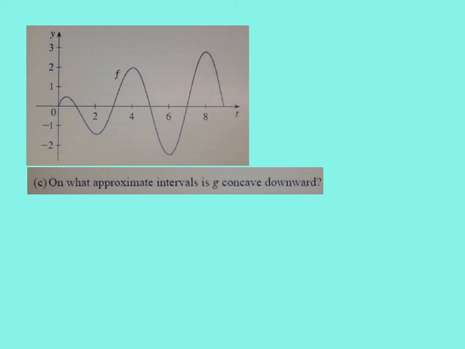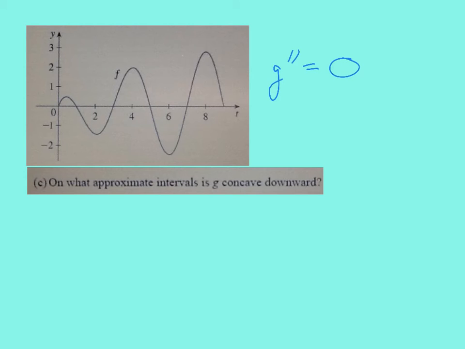All right, part C. On what approximate intervals is g concave down? When is it concave down? Well, concavity is determined by the second derivative. That's when we get our points of inflection, and that's when we can determine whether or not something is concave up or concave down.